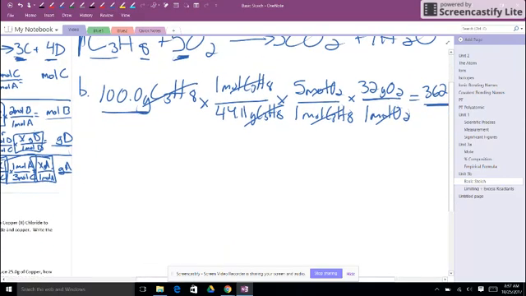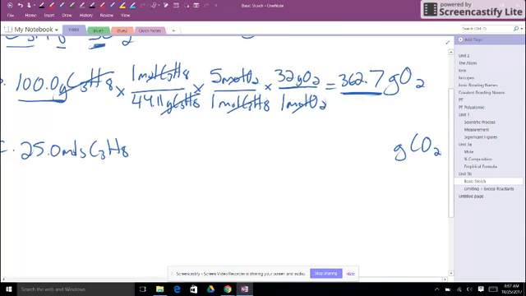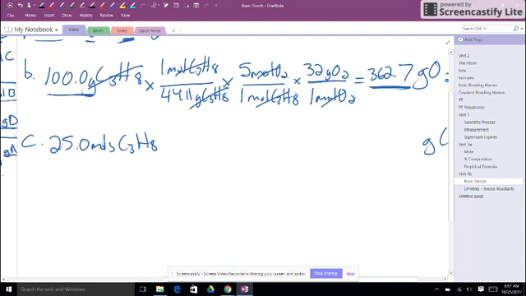And again, I have 4 sig figs here because I was given 4 in my starting value. So for C, if we have 25.0 moles of propane, how many grams of CO2 would be produced? In the day and age of global warming, we have a lot of calculations like this to predict how much carbon dioxide is being produced.